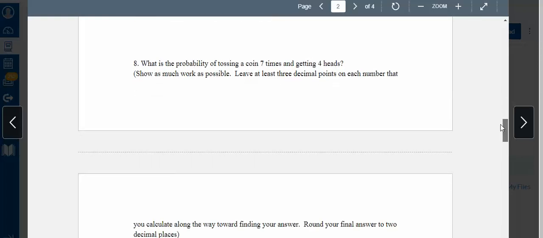Here we have a different type of probability question. So make sure to watch the video on binomial probability, and if this situation fits the type of situation I talked about in the binomial probability video, then use that formula. So decide if that's appropriate, and if it is, then use that for this problem.